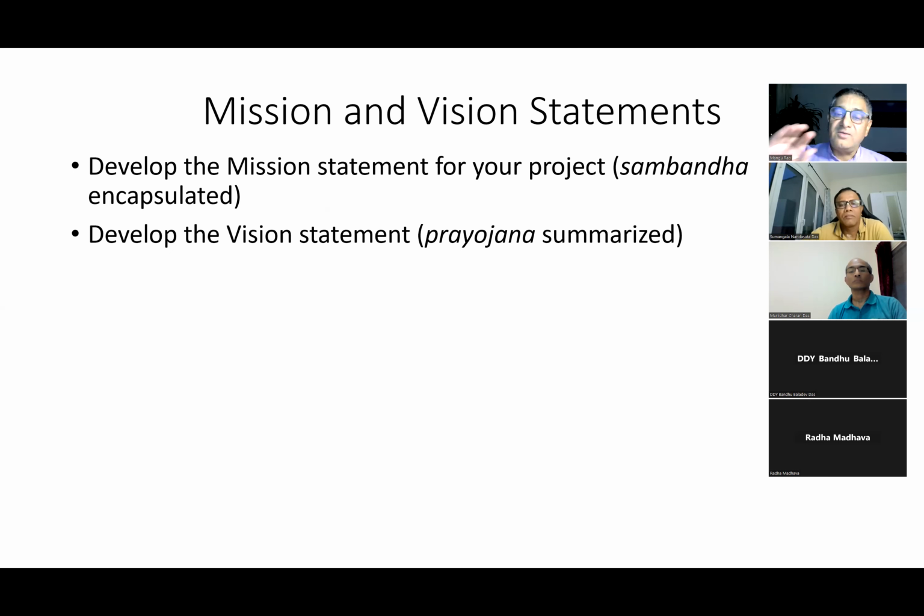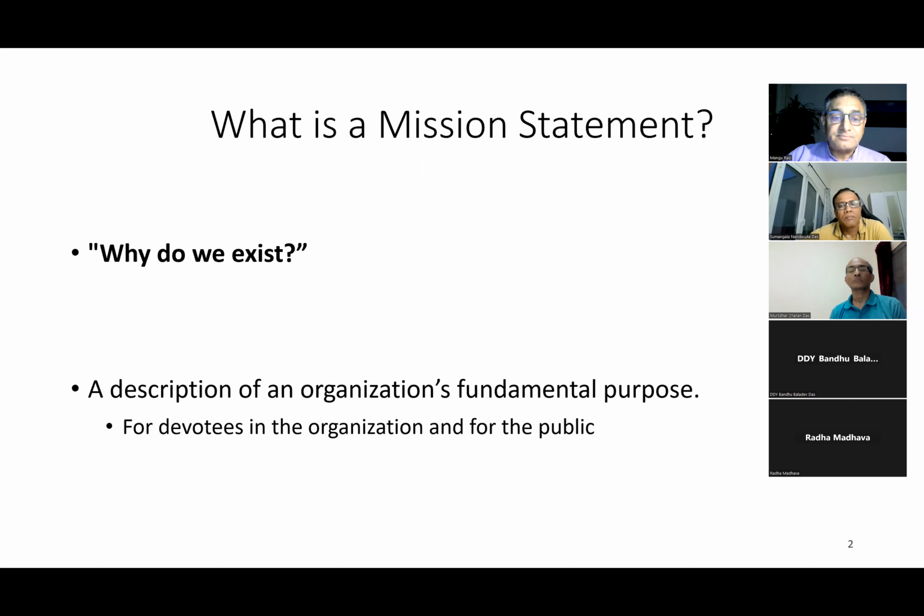And all the activities that we do, it's not mentioned here, the processes, the tools, the techniques, the methodologies that we adopt are the abhidheya. So that will help us to nourish the sambandha to realize the prayojana. All the tools that we use will nourish the mission statement. It enables us to remember the mission statement, and then it helps us to realize the vision.